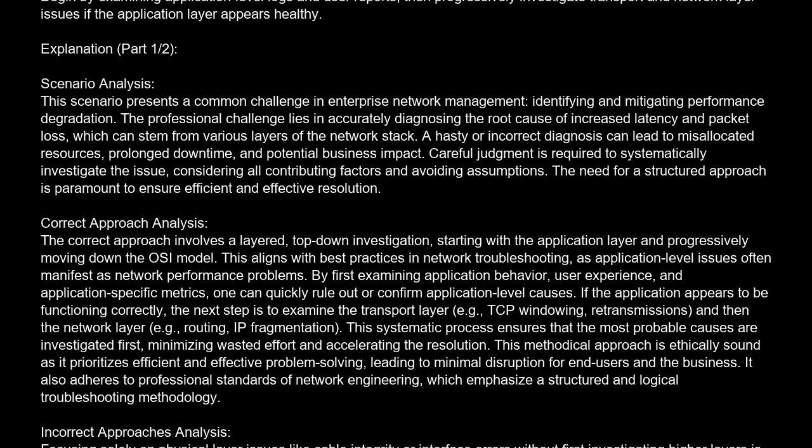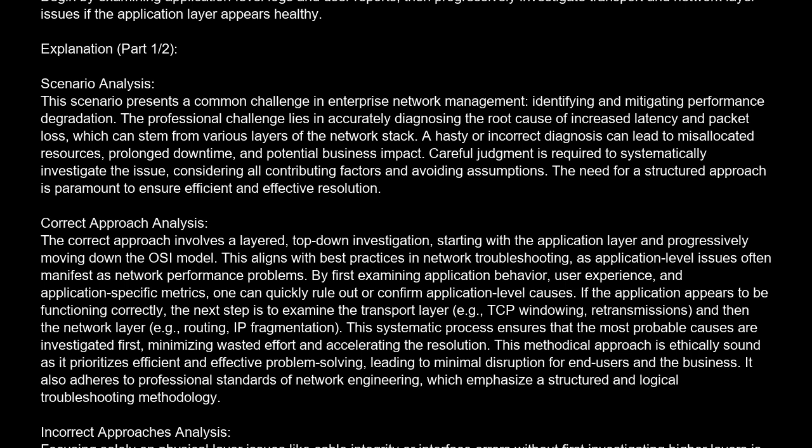The correct answer is C. Begin by examining application-level logs and user reports, then progressively investigate transport and network layer issues if the application layer appears healthy. Explanation. Scenario analysis. This scenario presents a common challenge in enterprise network management, identifying and mitigating performance degradation. The professional challenge lies in accurately diagnosing the root cause of increased latency and packet loss, which can stem from various layers of the network stack.